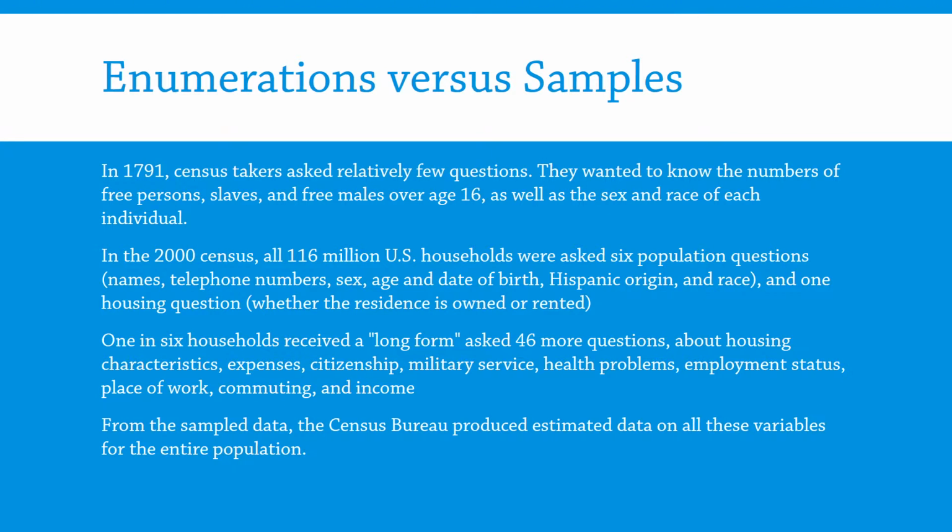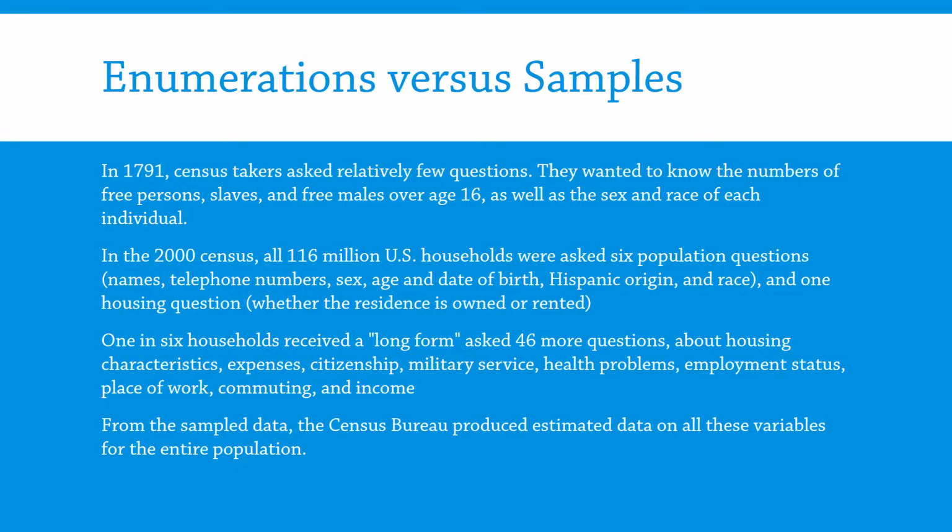So let's take a look at some more census information. In 1791, they asked relatively few questions. They wanted to know the number of free people, slaves, males over the age of 16, as well as the sex and race of each individual. And that was about it. By the time we got to 2000, all the households were asked 6 specific population questions: name, telephone number, sex, age, date of birth, Hispanic origin and race, and 1 housing question, whether the residence was owned or rented.